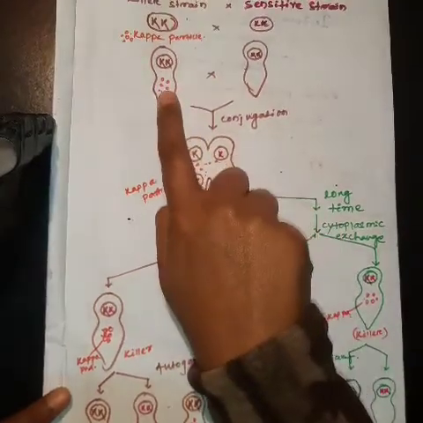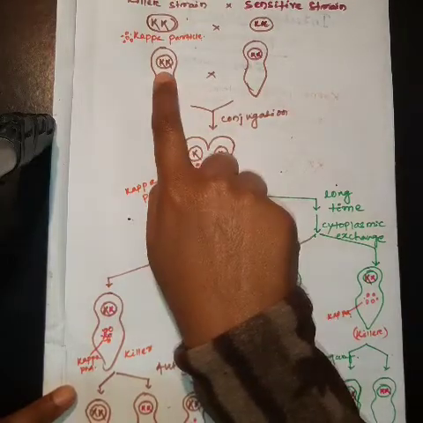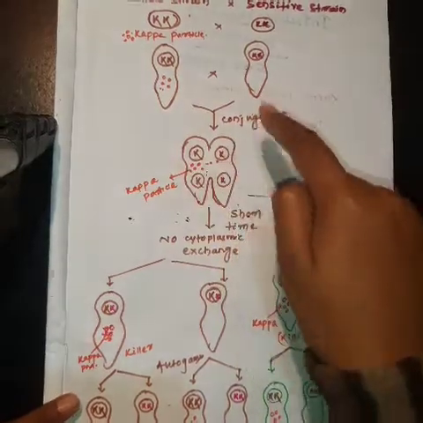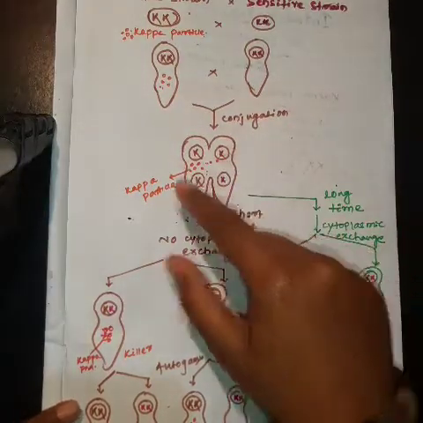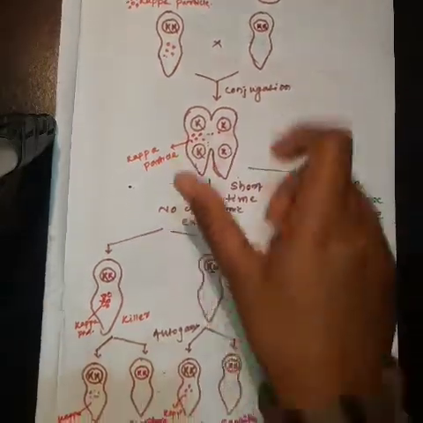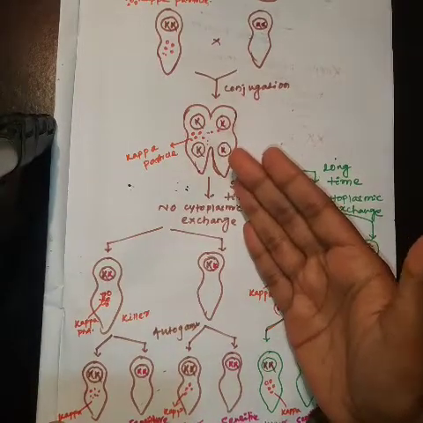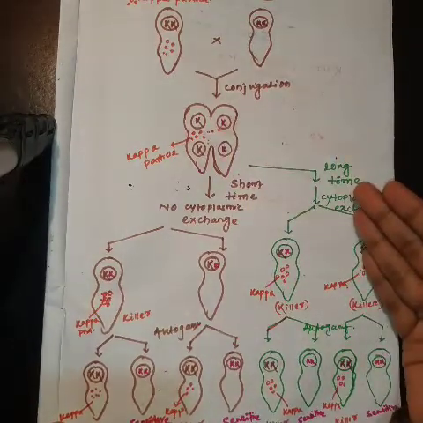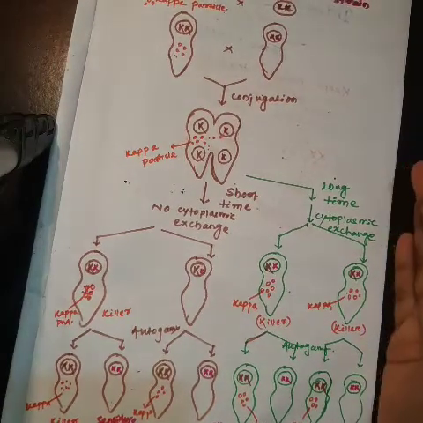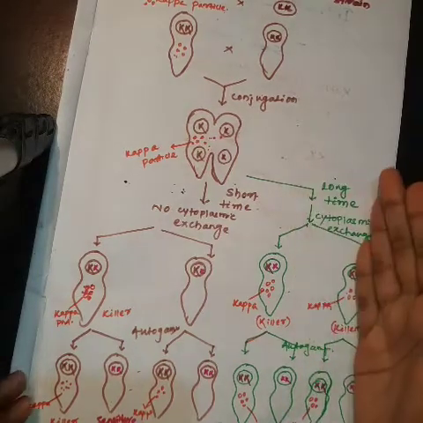So the kappa particle is present in the cytoplasm, and the genes for this kappa particle are present inside the nucleus. How this kappa particle is inherited from one progeny to another is the hereditary process. How it is infective to the paramecium, this is the proof, whether the conjugation occurs for a short period of time or a long period of time. This is all about infective heredity in paramecium by taking the cross between killer strain and sensitive strain.